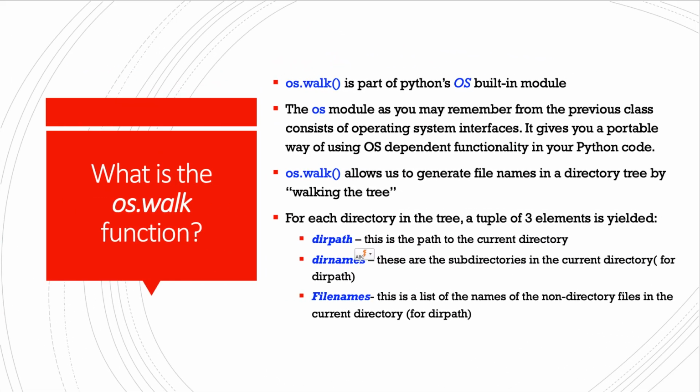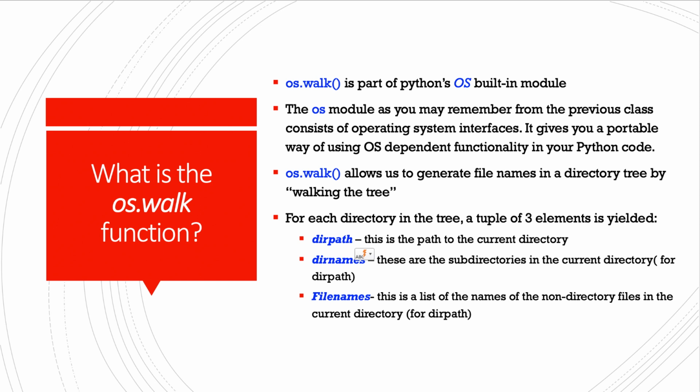os.walk is part of Python's OS built-in module. The OS module, as you might recall if you've been following along in this series, consists of operating system interfaces. It gives you a portable way of using OS-dependent functionality in your Python code. So it's independent of the OS that we're running our Python code on. os.walk allows us to generate file names in a directory tree by what they call walking the tree. So we're able to get at folders and their subfolders and the files in every level.